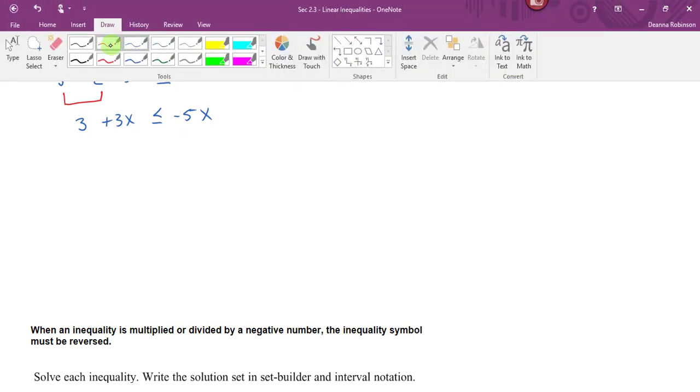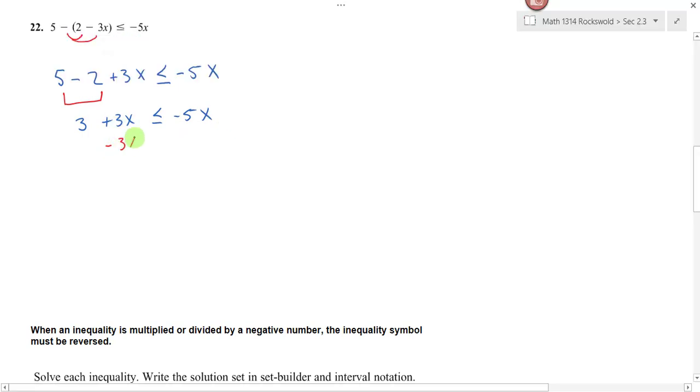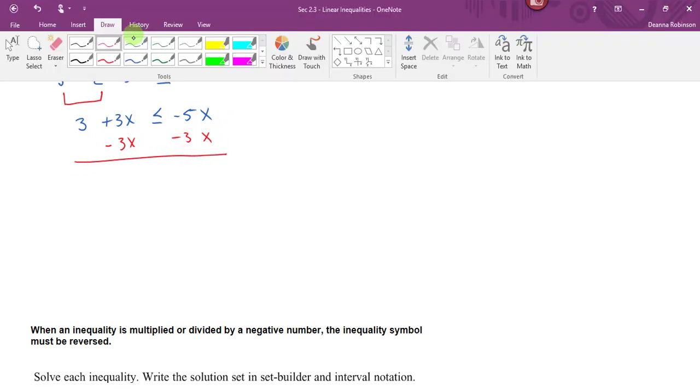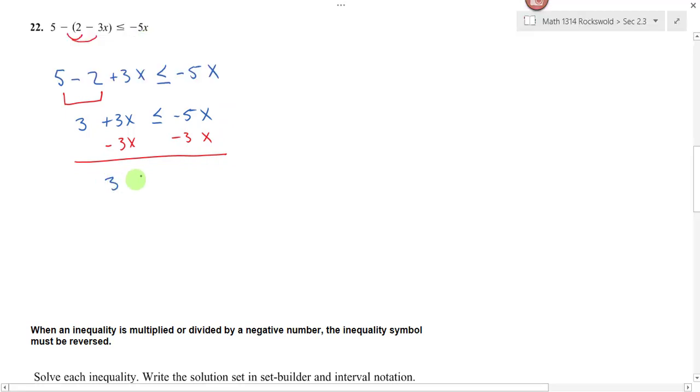If I want to move the x over, I'm going to subtract 3x. Do I have to flip my inequality now? Not when you're adding or subtracting. That's going to give us 3 is less than or equal to negative 8x. How do I get the x by itself? Now do I flip my inequality? Because I divide by a negative, I have to flip that inequality, and that's going to give me negative 3/8 is greater than or equal to x.